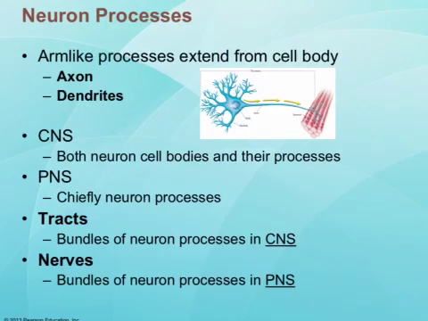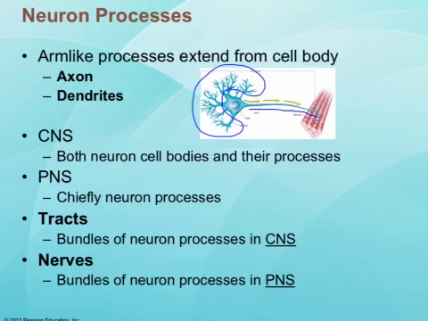So the center part is the cell body, and the processes are the arm-like branches. We call them axons and dendrites. The dendrites are the tree-shaped structures like those. Those are the dendrites. And the axon is normally just one singular long thing from the cell body to the target cells.